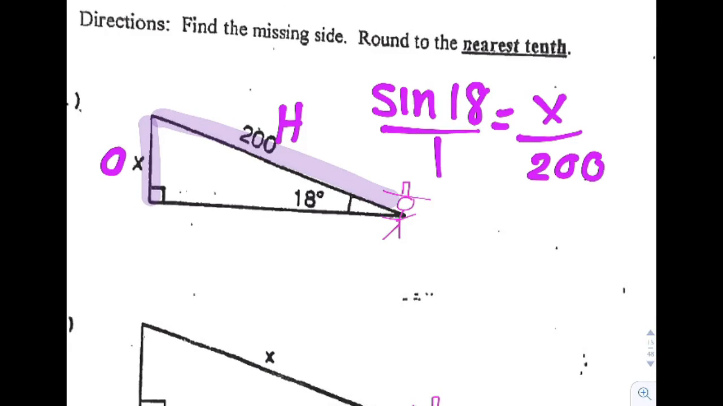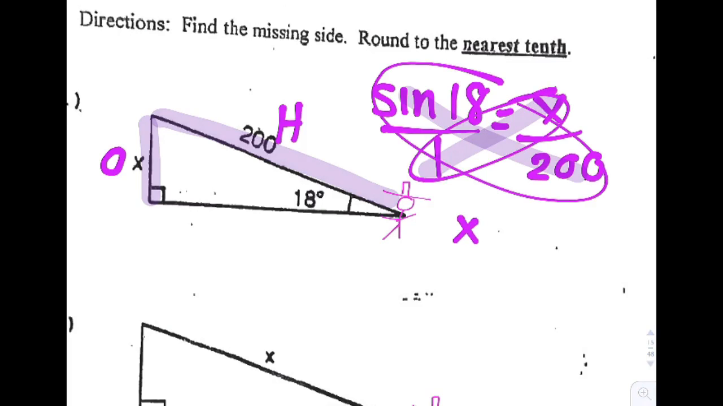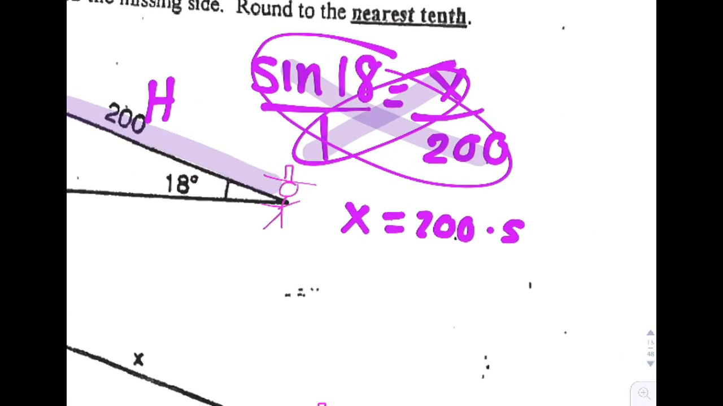I put it over 1. I cross multiply. X times 1 is x. And what you're going to do is type in 200 times the sine of 18 into your calculator, and you'll get your answer there. Make sure your calculator is in degree mode every time.